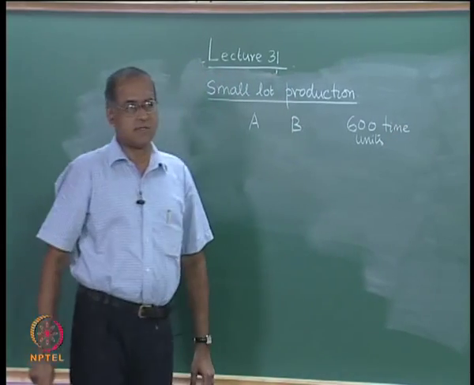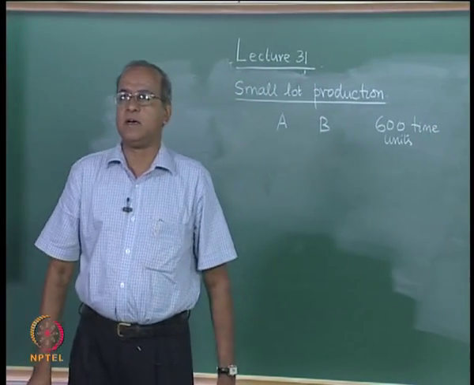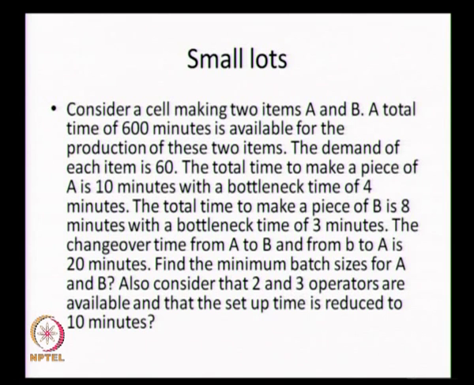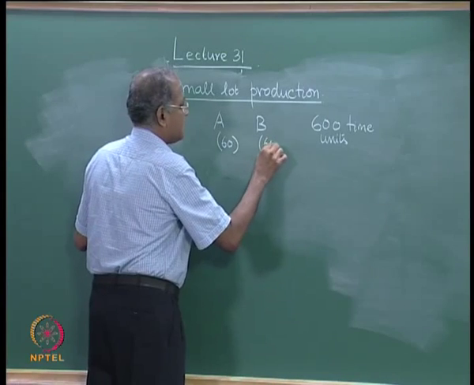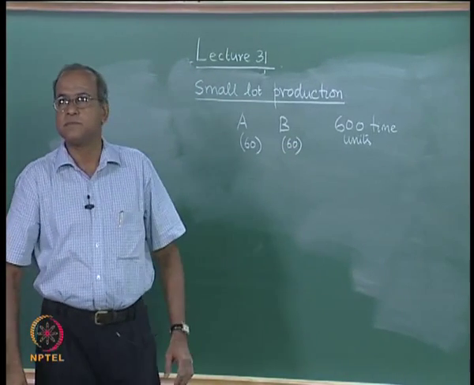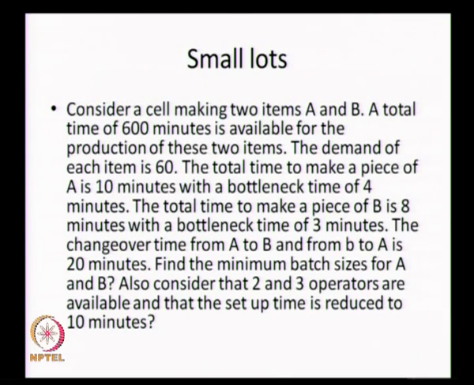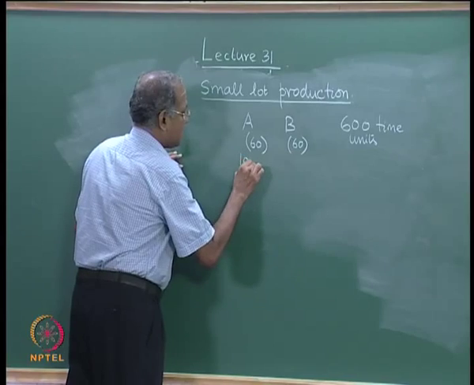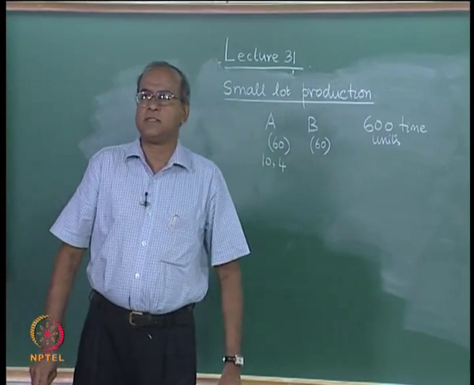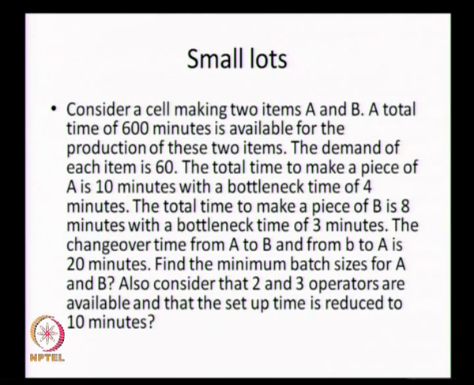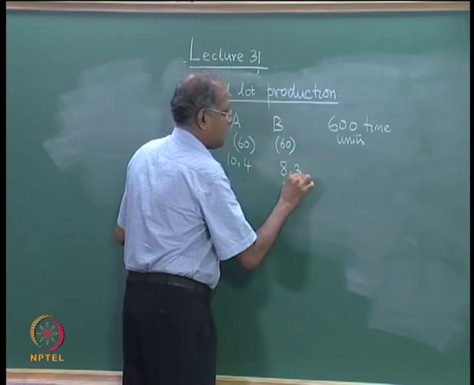We could take these as minutes, 600 minutes are available. The demand for each item is 60. So, A's demand is 60, B's demand is also 60. The total time to make a piece of A is 10 minutes with a bottleneck time of 4 minutes. So, 10, 4 and to make B it is 8 minutes with a bottleneck time of 3 minutes.